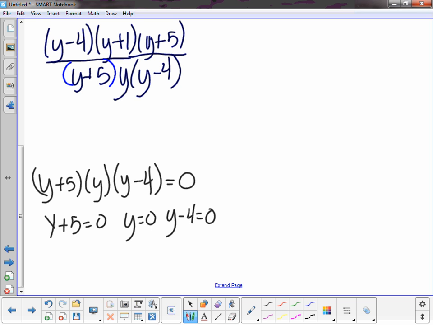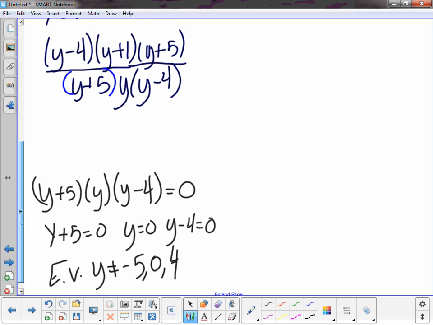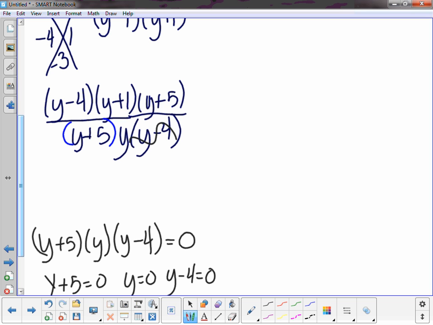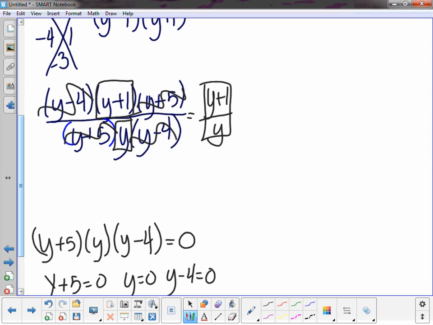So I'm going to set each of those parts equal to 0 and then solve for y. When I do that for my excluded values, I get that y cannot be -5, 0, and 4. Now let's go back and find our simplified version. So I'm going to cancel out y minus 4, and then I can cancel out y plus 5 because everything's being multiplied. So I still have a y left over, and I still have a y plus 1 left over on top. So that is my simplified version right there.